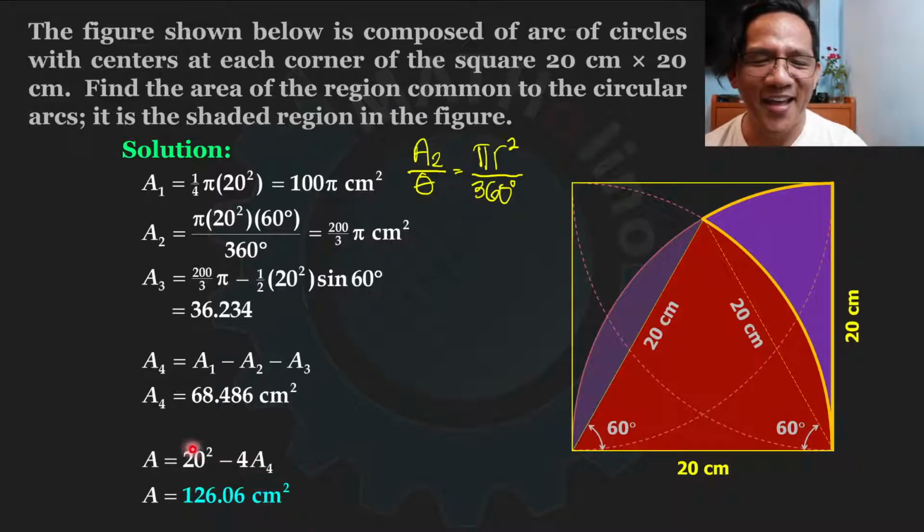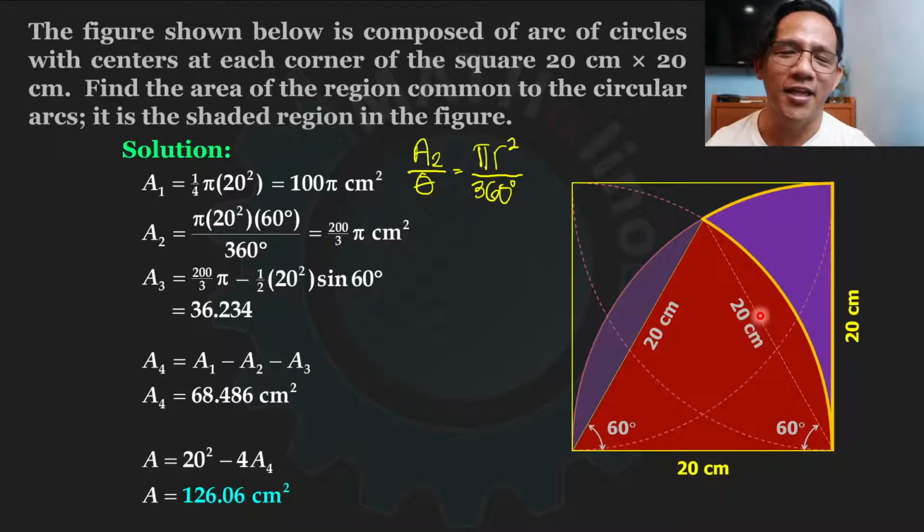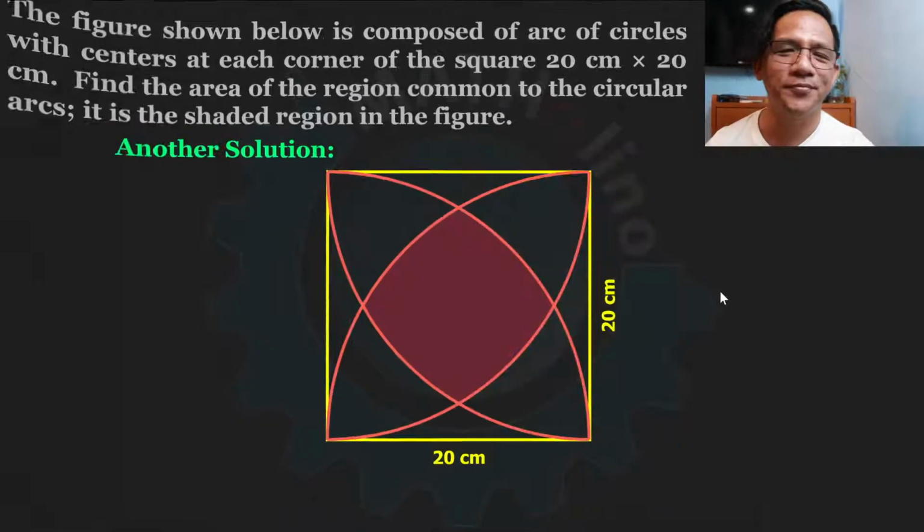This is our last part of our solution. That's it. That is how to solve that problem geometrically. And there is another way to solve that problem that will not involve this area that is not actually needed for the required area. That is not part of the required area. So we are going to do another solution. Let's go to that solution.